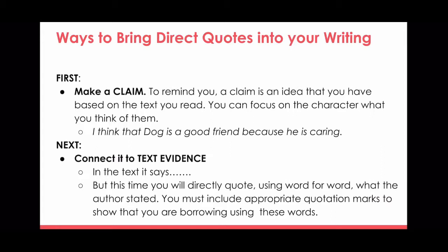I like to break it up into two parts, like step 1, step 2. First, you make a claim. And to remind you, a claim is an idea that you have based on the text you read. You can focus on the character and what you think of them, or any idea that you have about the text. From the last writing lesson, I showed you an example from The Tiger Rising, so I'll stick with that one. A claim that I came up with is, I think that dog is a good friend because he is caring.